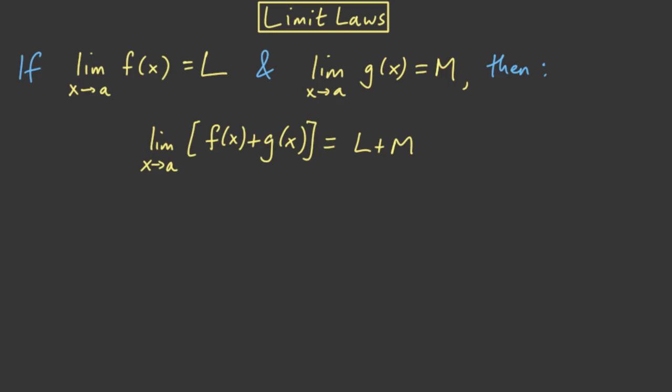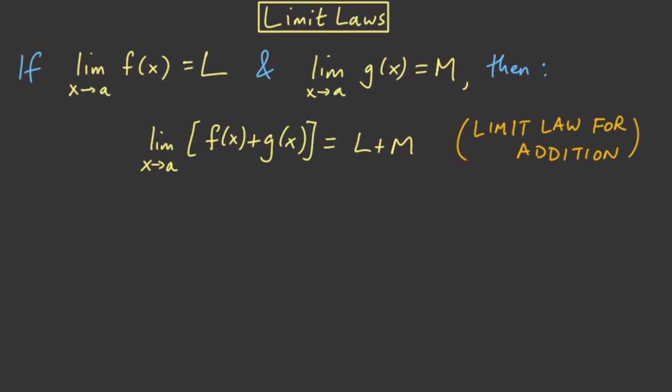And this will work with one-sided limits as well, as long as you're coming in from the same side on all three limits. For instance, x approaches a from the right, a from the right, a from the right, like that. Okay? This is called the limit law for addition.